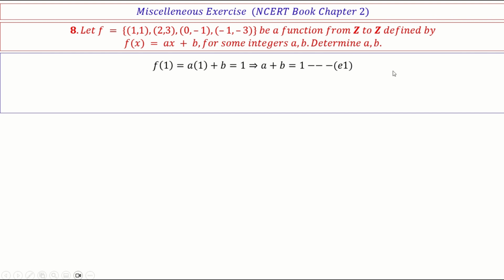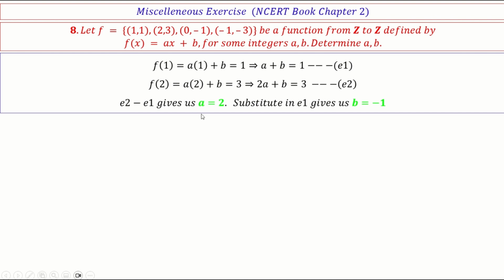So a plus b equal to 1, this is my first equation. Second equation is, if I substitute f of 2, 2a plus b equal to 3. Okay, 2a plus b equal to 3. This is my second equation. So now simply from these two equations, I can solve and get a and b values. Okay, so a equal to 2 and b equal to minus 1. Okay, next.